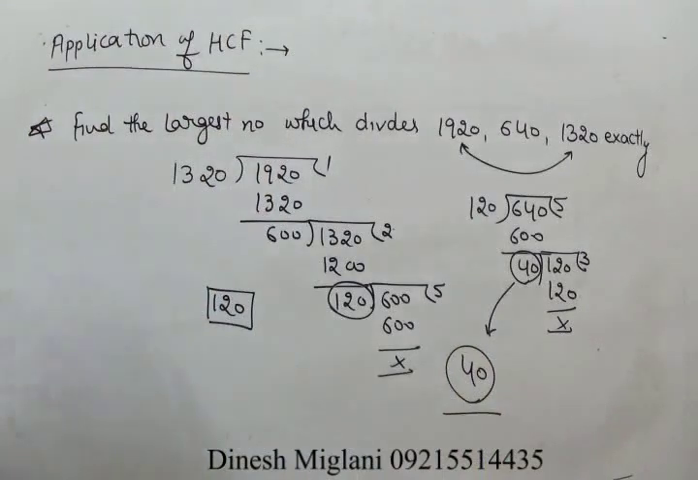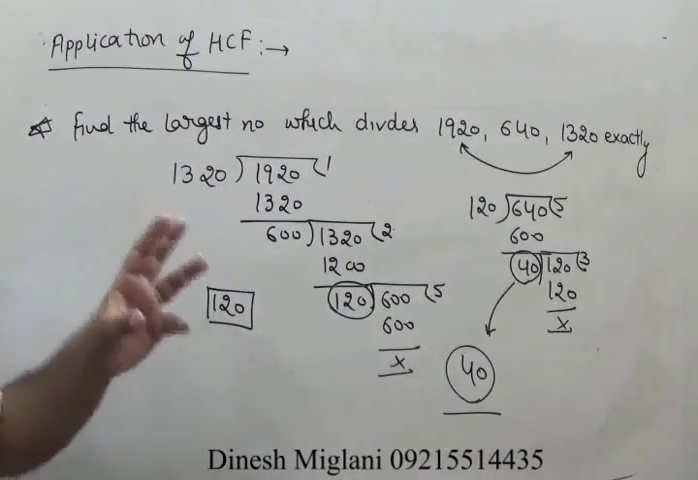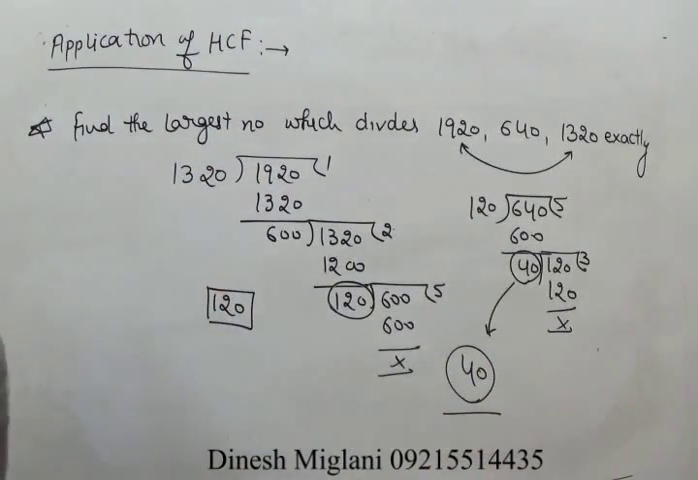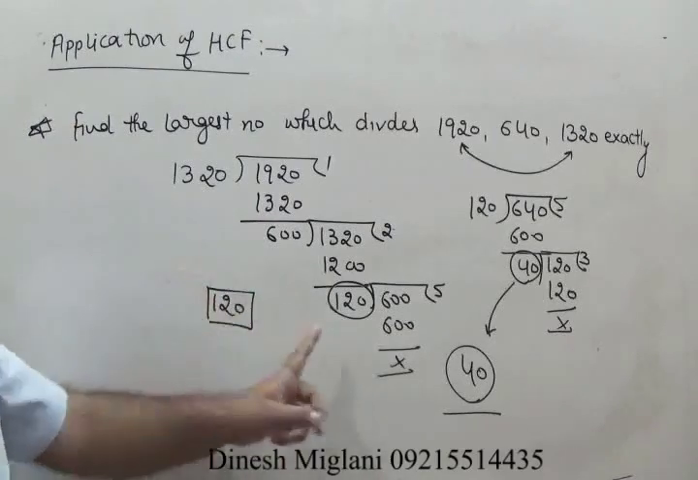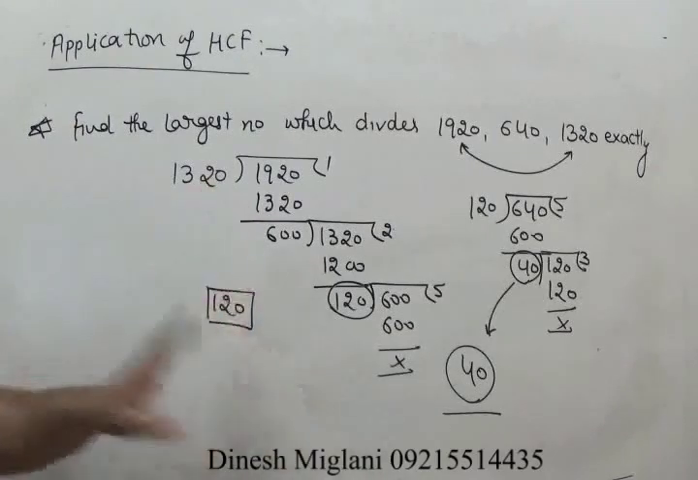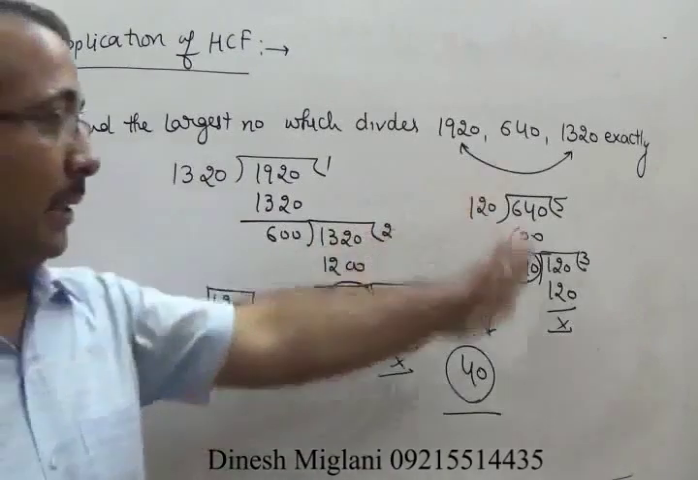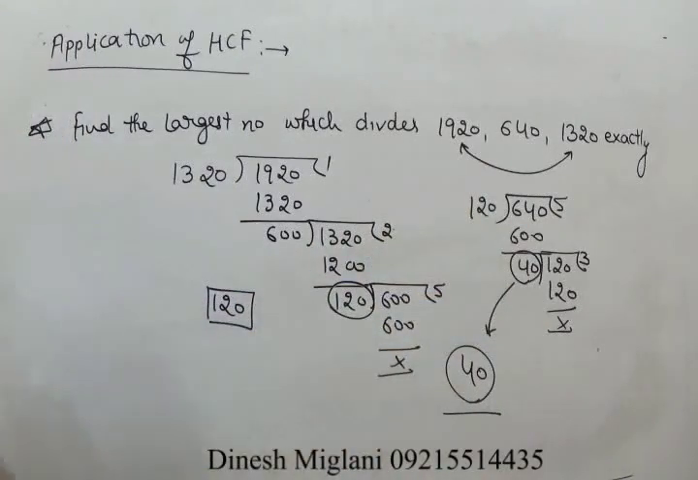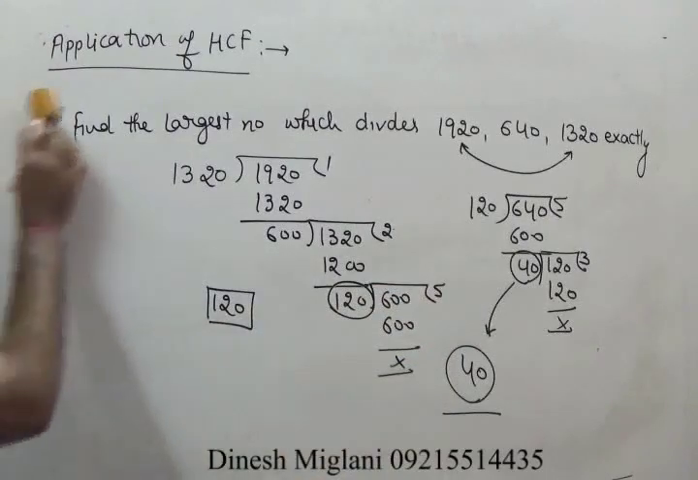What does the question talk about? Suppose I have three numbers, 1920, 640 and 1320, and I have to find the largest number that divides these three numbers exactly. So we just take a pair and go step by step. Here the divisor is 120, or I can say the HCF is 120. Then take this 120 and divide it, and finally you get 40. This is the first application of HCF.